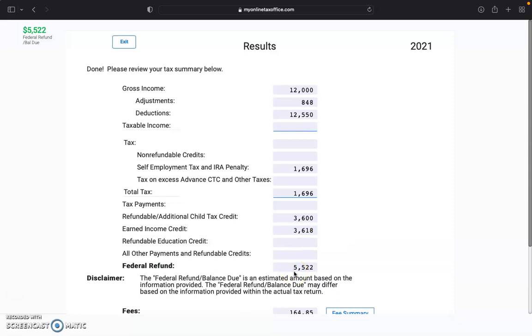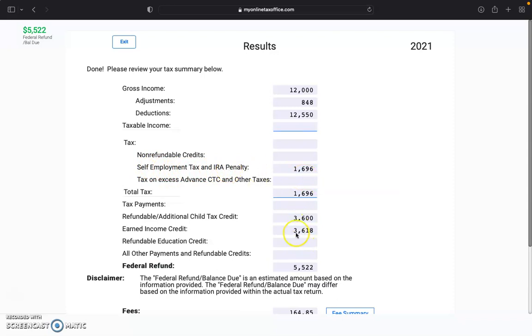One thing I want to tell you when you're doing self-employment: anybody that's self-employed is always going to get less money back than someone with a W-2. Why? Let me tell you. On a W-2, taxes are collected. On self-employment, taxes are not collected. So they're going to modify their tax return to make sure those taxes are collected. So if you look up here, you're going to see self-employment tax.